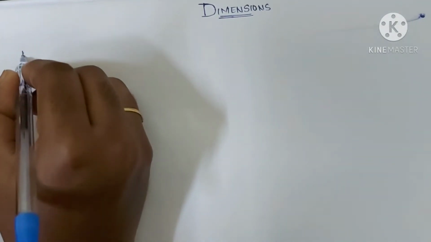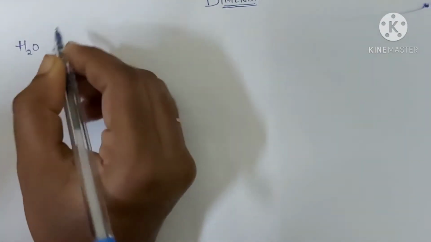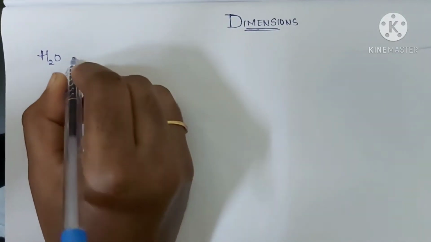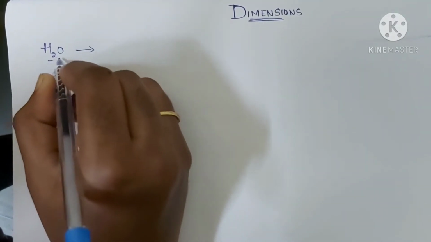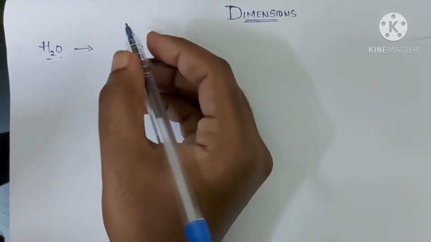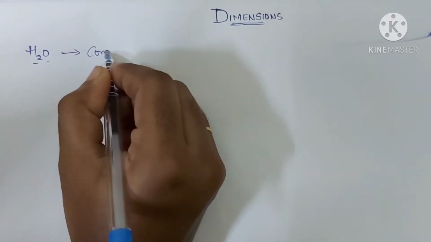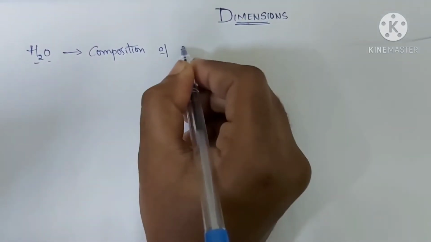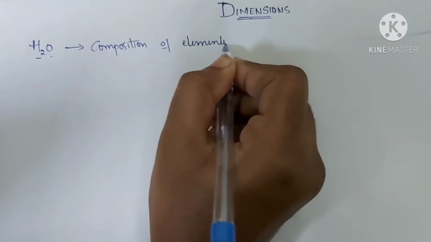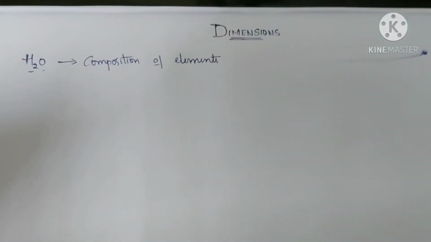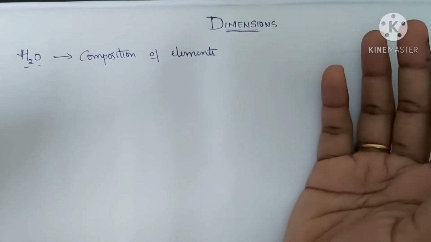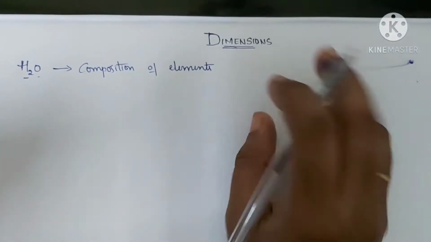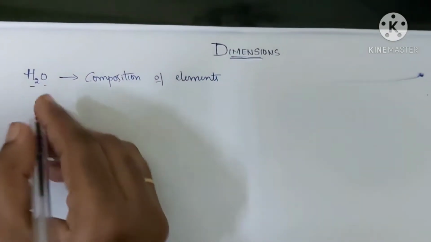First, let's take the formula of water, H2O. Water consists of two atoms of hydrogen and one atom of oxygen, right? So here we are talking about the composition of elements present in a compound. The same thing, if you are talking about a physical quantity, is said to be dimensions. Here you are talking about the elements, as in dimensions you are talking about the fundamental physical quantities.